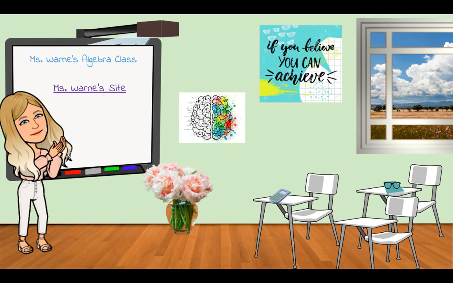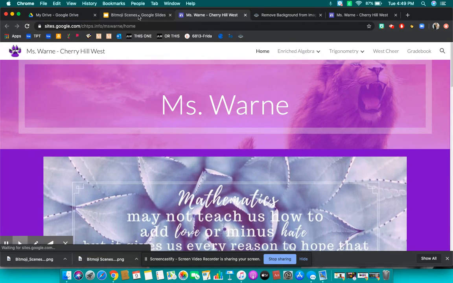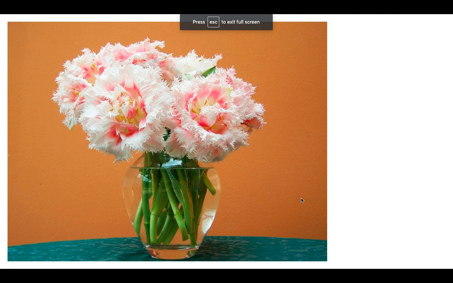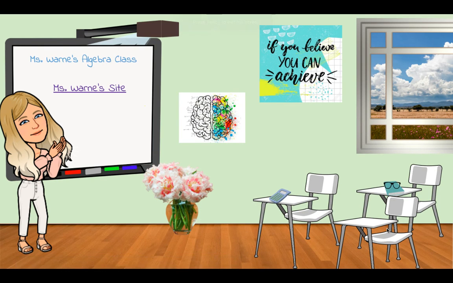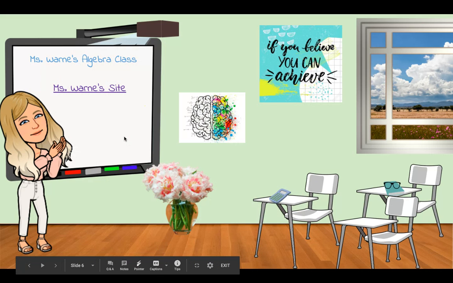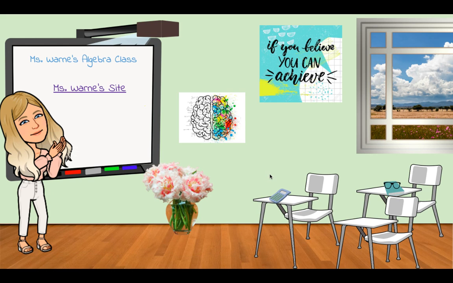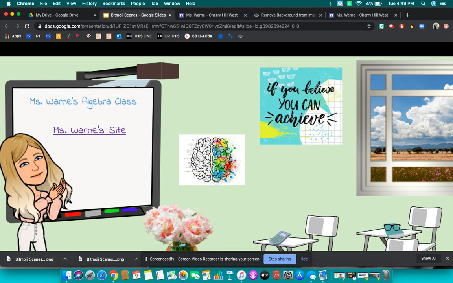There's just so much that you can do. You have that interactive. So if you notice, I can just click right here and it takes me directly to my Google site. Okay, so you can link things to each image. So if you wanted your students to click on one of your posters, you could do that and that directs them somewhere. So there's lots of different things that you can choose to do with your Bitmoji. So have fun with it.